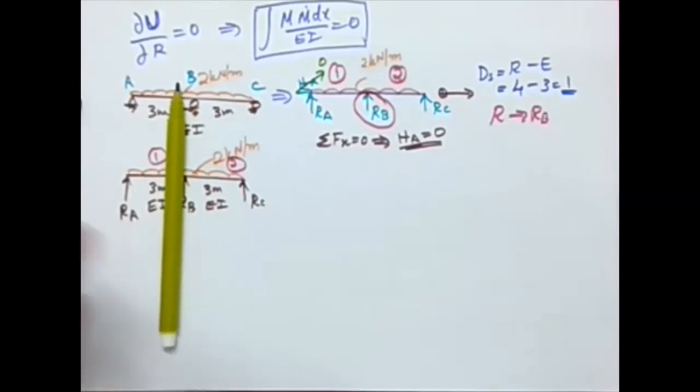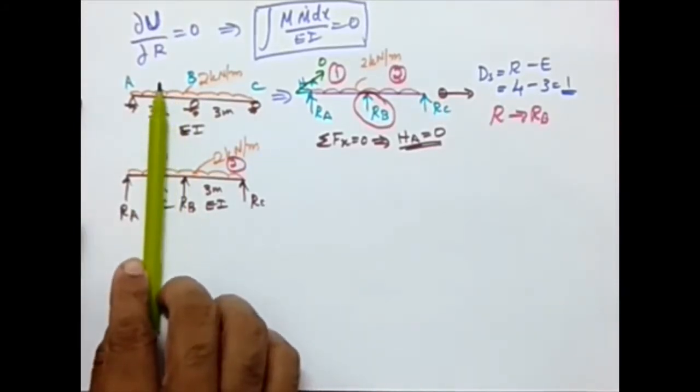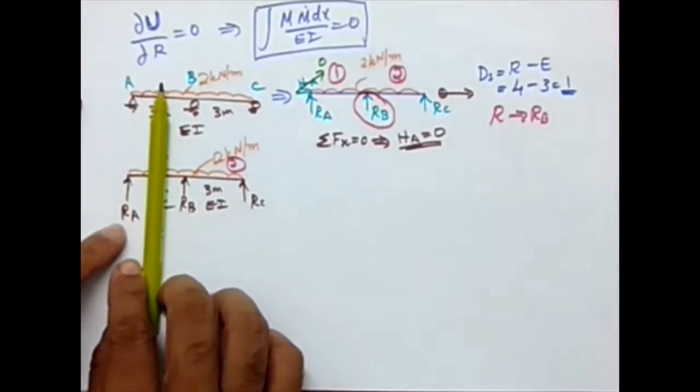When we were dealing with the cantilever problem or the propped cantilever problem, we were always looking to the free end. So when looking to the free end, we were not bothered about the values of RA, HA and MA. But now it's not the case.